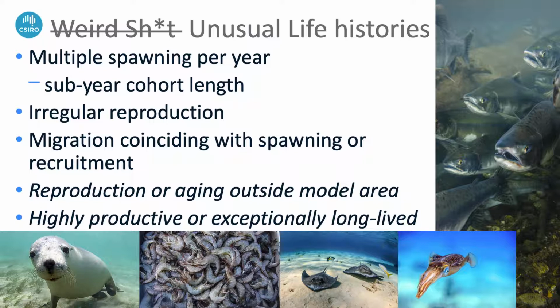The other place that the model has historically struggled to do well, but most ecosystem models do, is around really highly productive species like prawns and cephalopods.